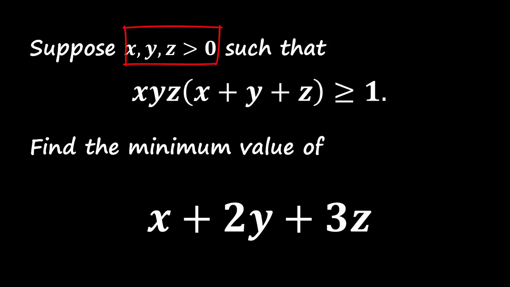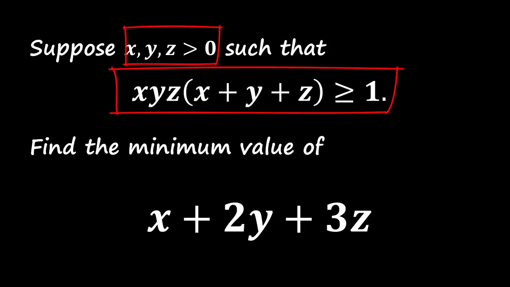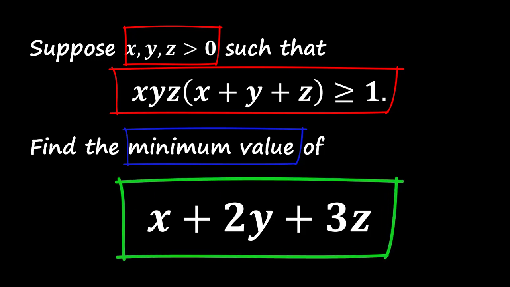Today, we have a fascinating optimization problem involving three positive variables x, y, and z. We are given the condition that the product of x, y, z times the sum of x plus y plus z is greater than or equal to 1. Our goal is to find the minimum value of the expression x plus 2y plus 3z.